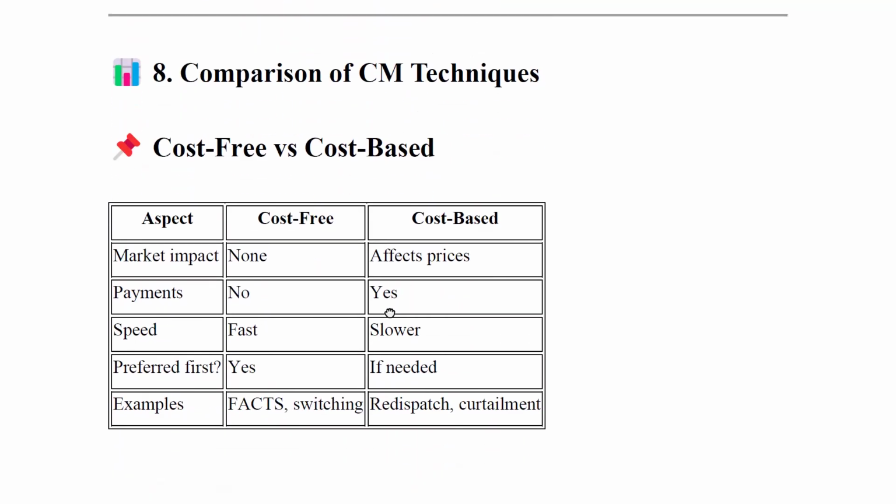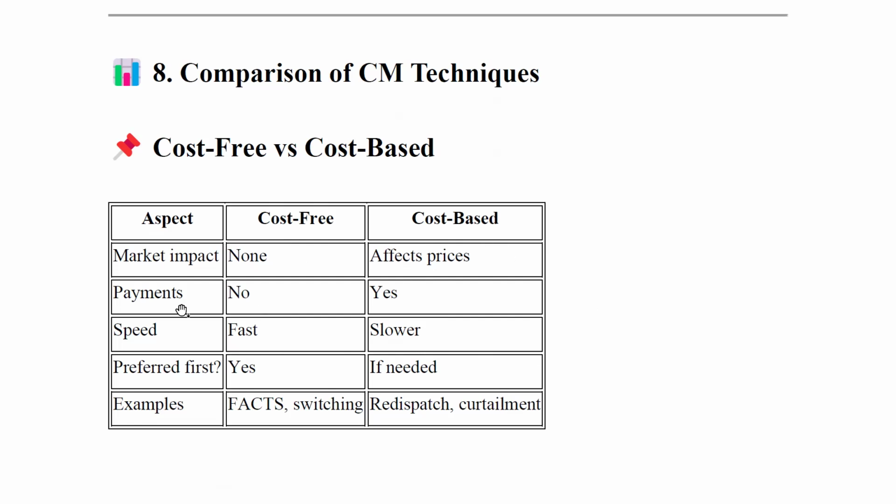Next comes the comparison of these congestion management techniques: the cost-free method versus the cost-based method, which we have already seen. If you take market impact, the cost-free method is mostly used, and its market impact is none. The cost-based method affects the prices. Sometimes when congestion happens, transmission companies have to pay the extra tariff to the ISOs, which in turn raises the transmission tariff. So that also affects the prices in the market.